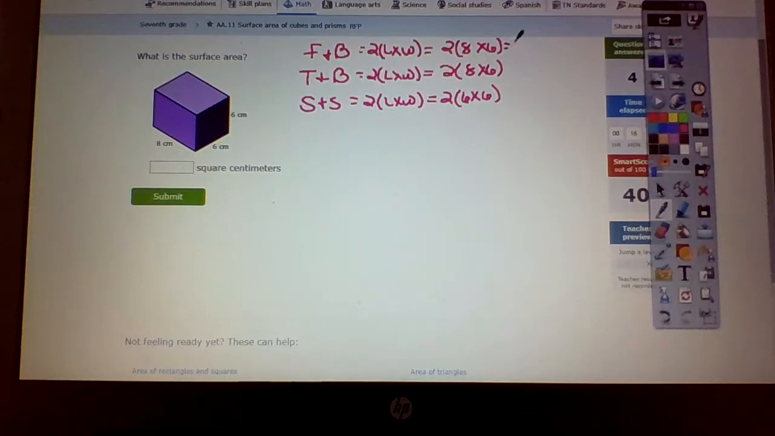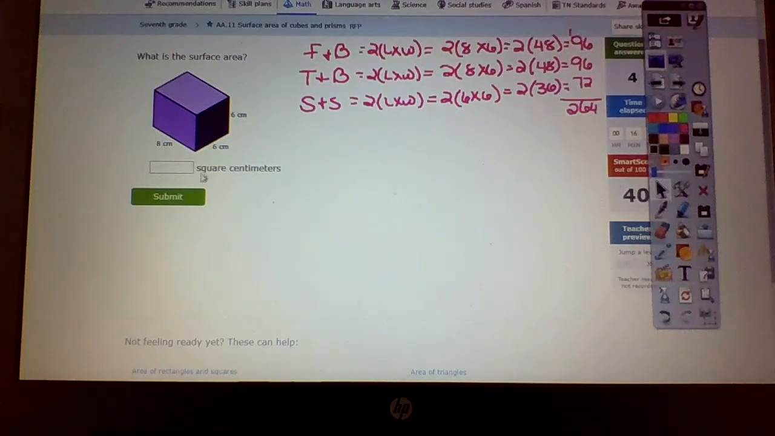So 2 times 8 times 6, which is 48. 2 times 8 times 6, which is 48. And 2 times 6 times 6, which is 36. That is 96, 96, and 72. Then you add these up. That's 14. Carry the 1. You have 18 plus 8 is what? 26.